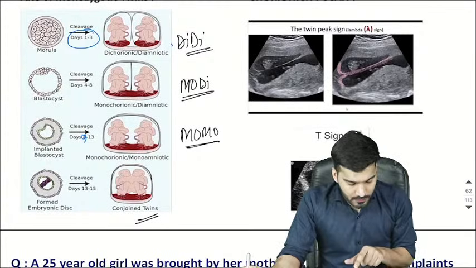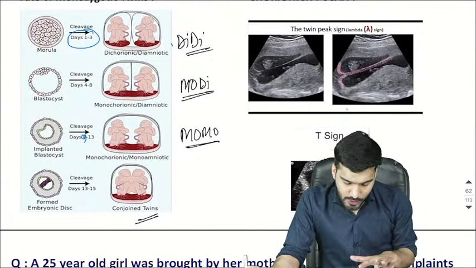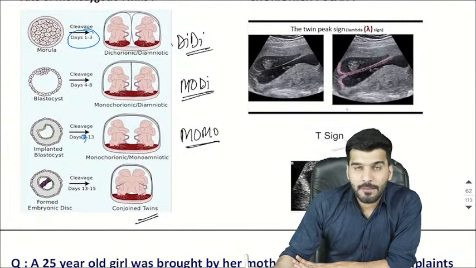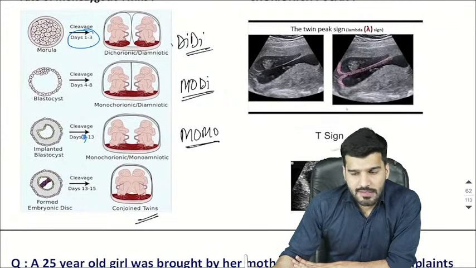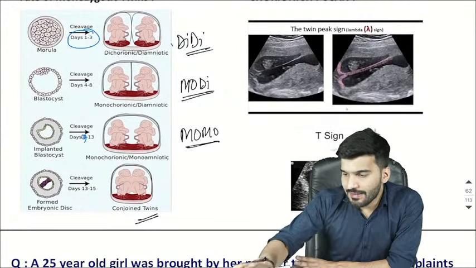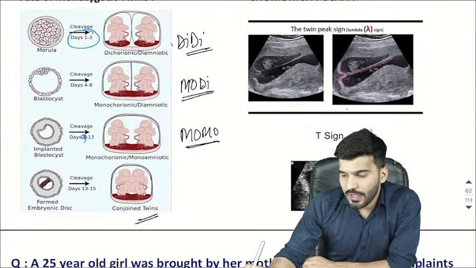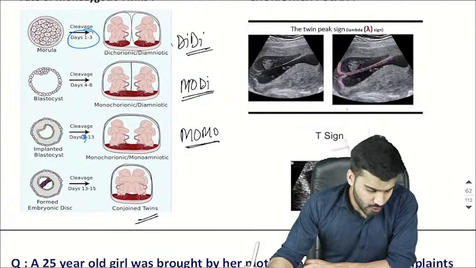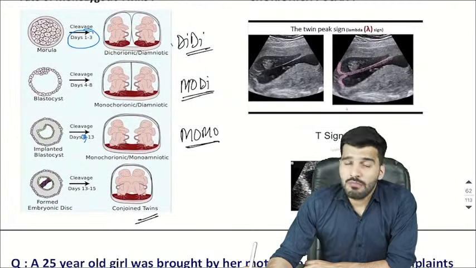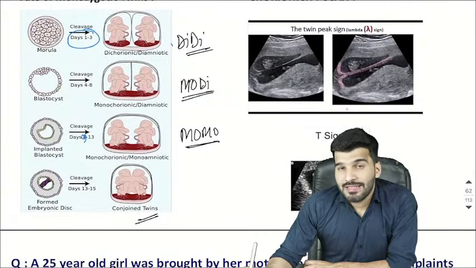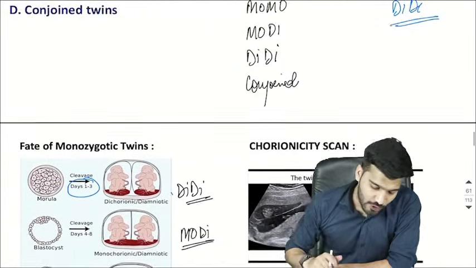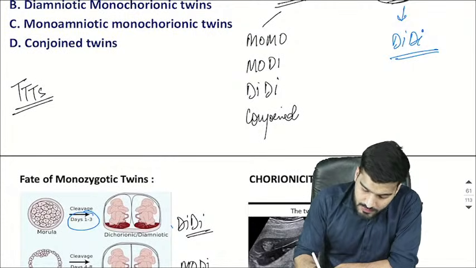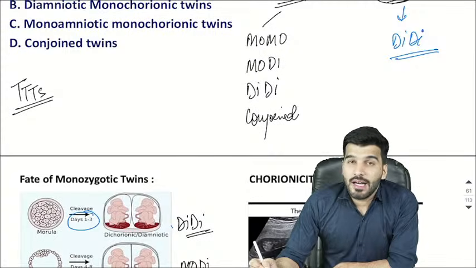Okay, now which of the following is going to be the best type of twins? Write down in the chat box. Monozygotic or dizygotic twins? Obviously, dizygotic twins, when there is a dichorionic diamniotic. Why? Because of less complications, because monozygotic twins have more complications, like twin transfusion syndrome. In this, one baby will be the donor and the other will be the recipient.